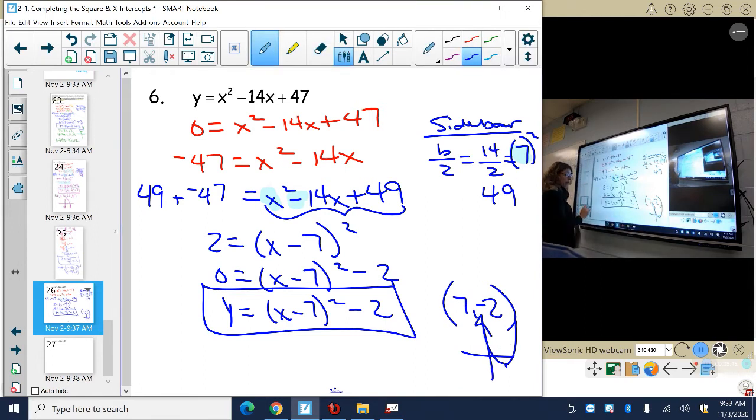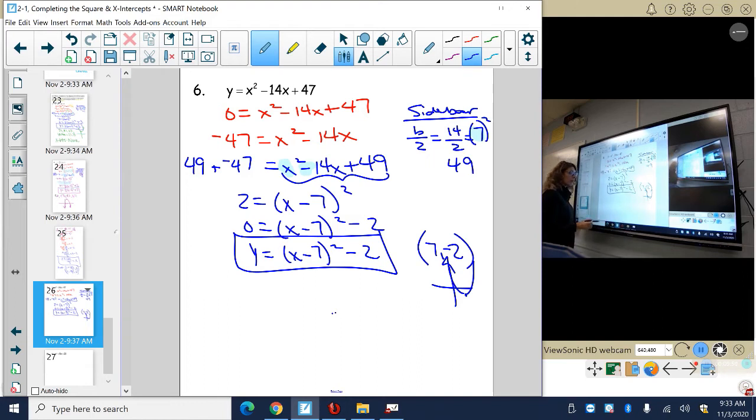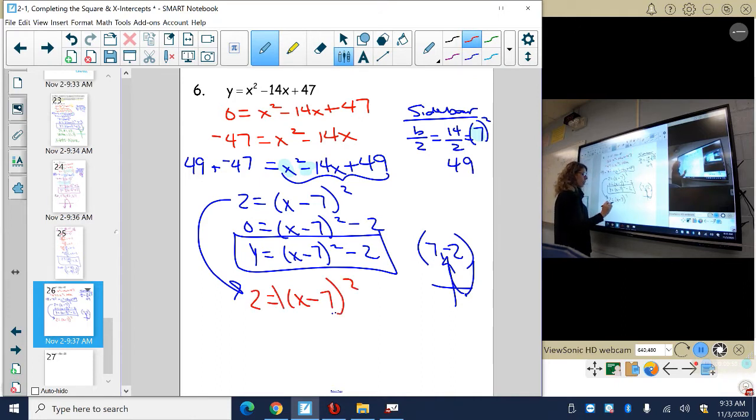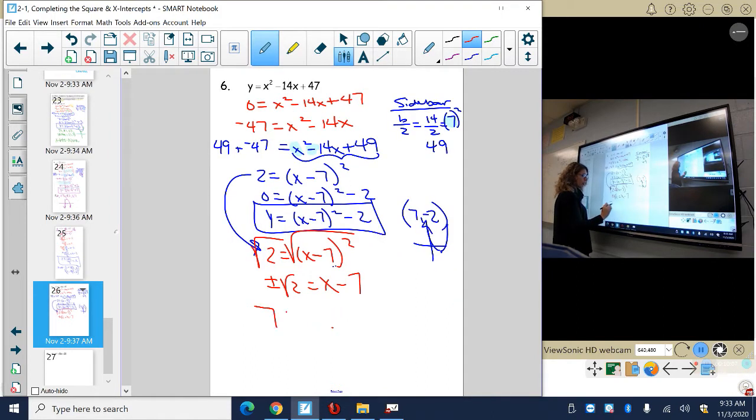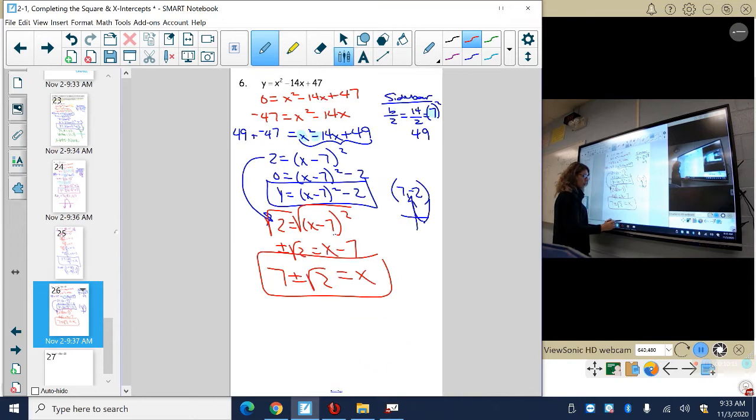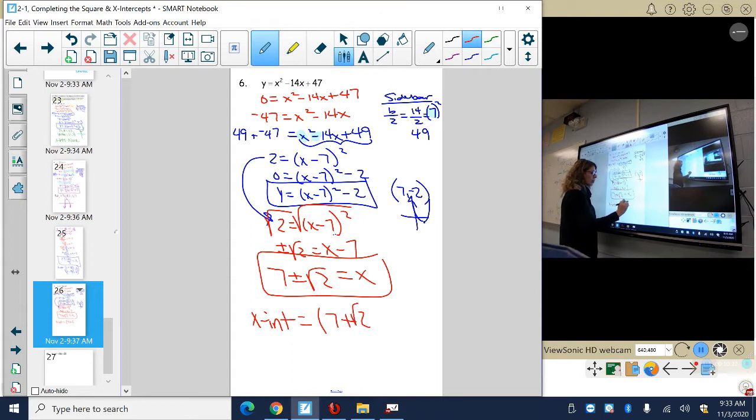so now I need to find them. So how do I find them? I'm going to take this down here. So that's 2 is equal to (x minus 7) squared. And I'm going to take the square root. So that's plus or minus the square root of 2 is equal to x minus 7. Bring the 7 over. So you are going to have the x-intercepts being 7 plus the square root of 2 comma 0 and 7 minus the square root of 2 comma 0. And that is problem 6.